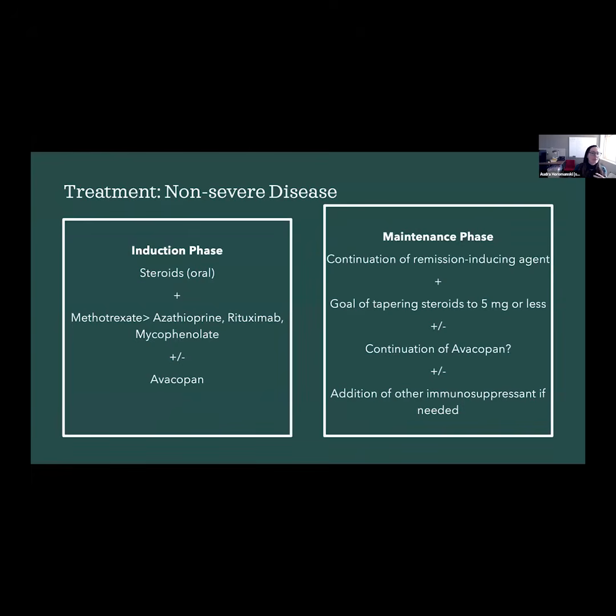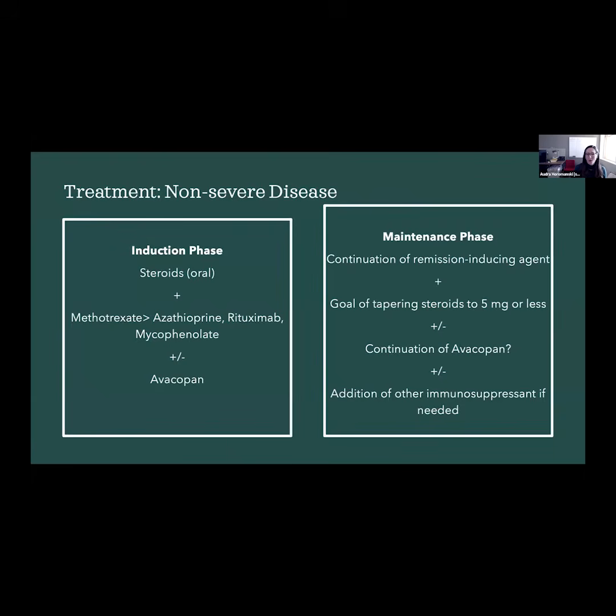And then the current preferred agent for non-severe disease is methotrexate, but similarly, all of the other medications that we've already talked about are options. So azathioprine, rituximab, and mycophenolate. And again, that's very person dependent. It depends on the extent of the disease and the preferences of that person. And then plus or minus the use of avacopan.